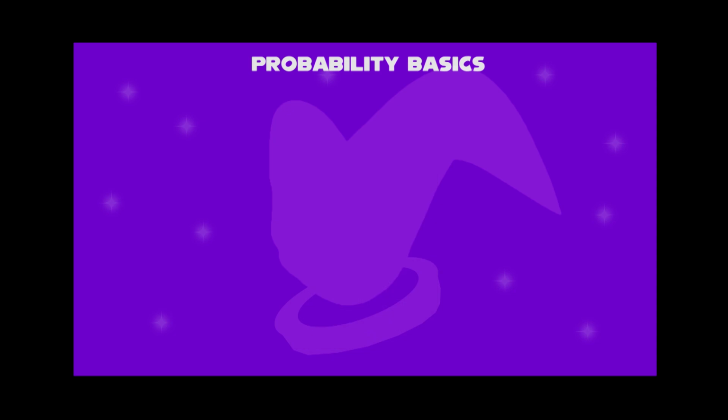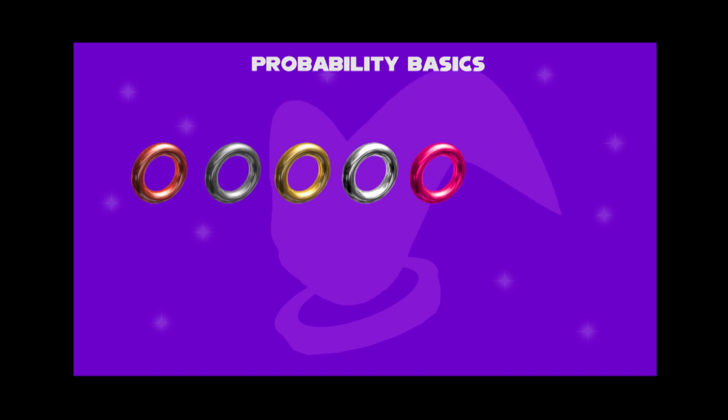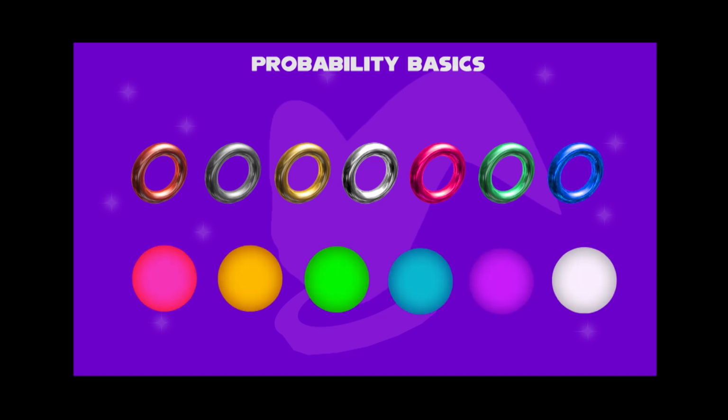Let's see the last activity, gold rings and luminous colored spheres. We can do the same thing with or without replacement. Let's pick any color variations of a ring: bronze ring, silver ring, gold ring, platinum ring, ruby ring, emerald ring, and sapphire ring. Luminous colored spheres can be bright yellow, bright green, bright red, bright blue, bright purple, and bright white. We now have 7 rings and 6 spheres, a total of 13.